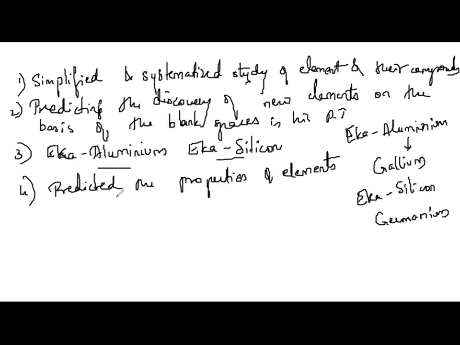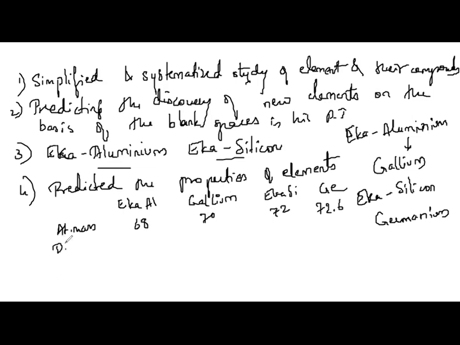For example, Eka aluminium, which was later called gallium, and Eka silicon, which was later called germanium. Okay, atomic mass. Mendeleev predicted the atomic mass of Eka aluminium to be 68. When gallium was discovered, Mendeleev was also not alive. Its atomic mass was found to be 70, almost the same. He even predicted the atomic mass of Eka silicon. He said it might be around 72, and when it was discovered in the name of germanium, it was found to be 72.6.